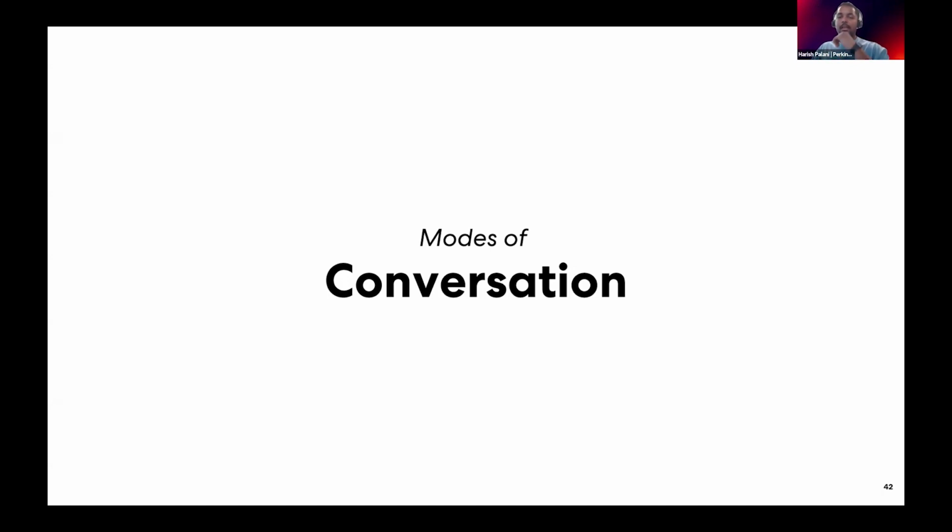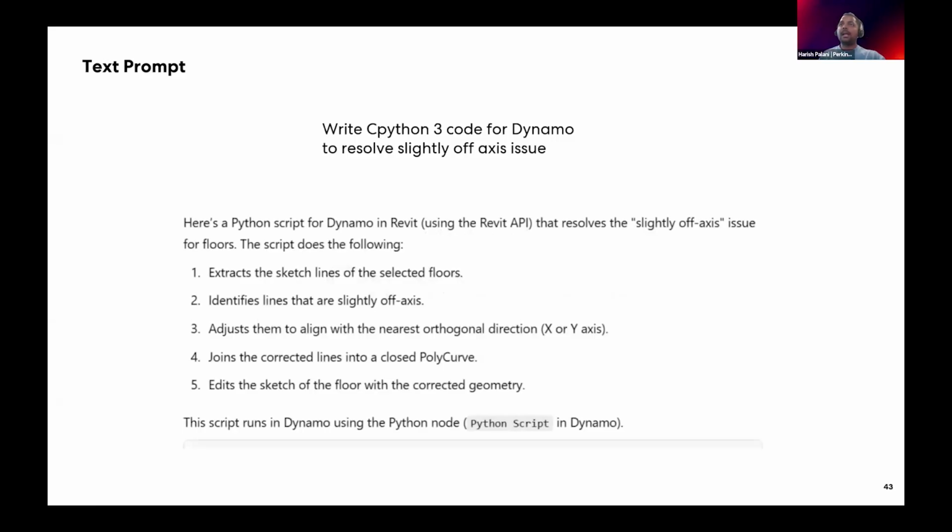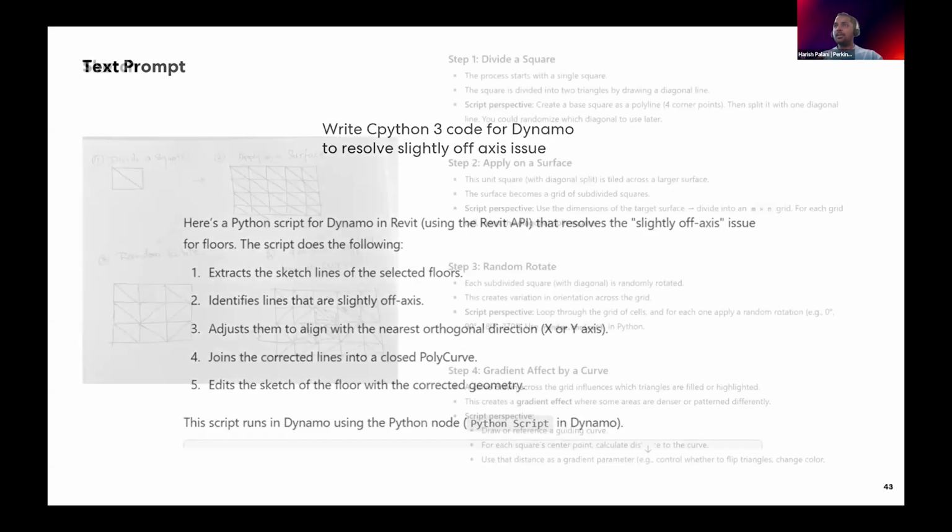Let's talk about the different modes of conversations. What are the different modes in which you can have a conversation or prompt things in these LLMs? So, a pretty popular one: just write a text prompt, or write a Python script. You can just have a conversation with these LLMs using text. Pretty normal ones.